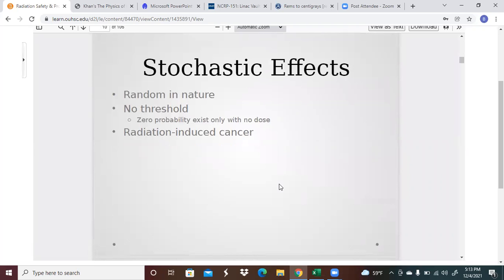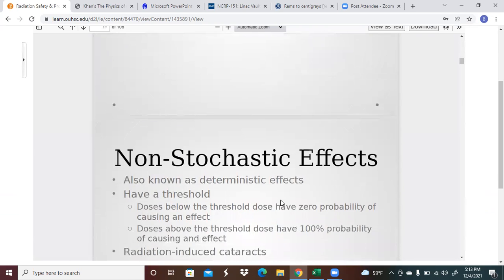So what sort of stochastic effects are we looking at here? Obviously they're random in nature. There's no particular threshold. There's only a 0 probability when there's absolutely no dose. If there's any dose present, yes, you have a chance of this actually occurring. And what we're referring to here is going to be radiation-induced cancer.